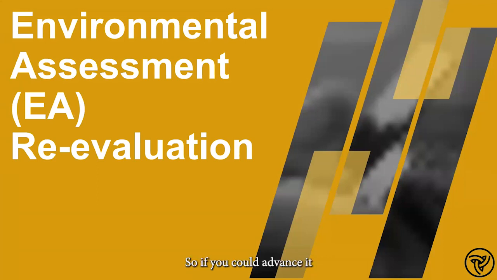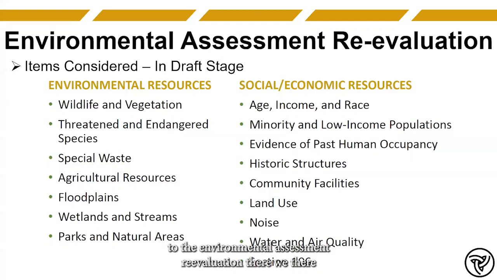So if you could advance it to the environmental assessment reevaluation, there we go. The EA reevaluation document has been prepared. It is still in a draft stage currently. There's a few final pending items that we need to document, which I'll go over a little later. But for the reevaluation, we reviewed how the project's current design would affect or impact environmental resources, which you see listed here. This isn't all comprehensive, but these are a lot of the primary resources that we look at.